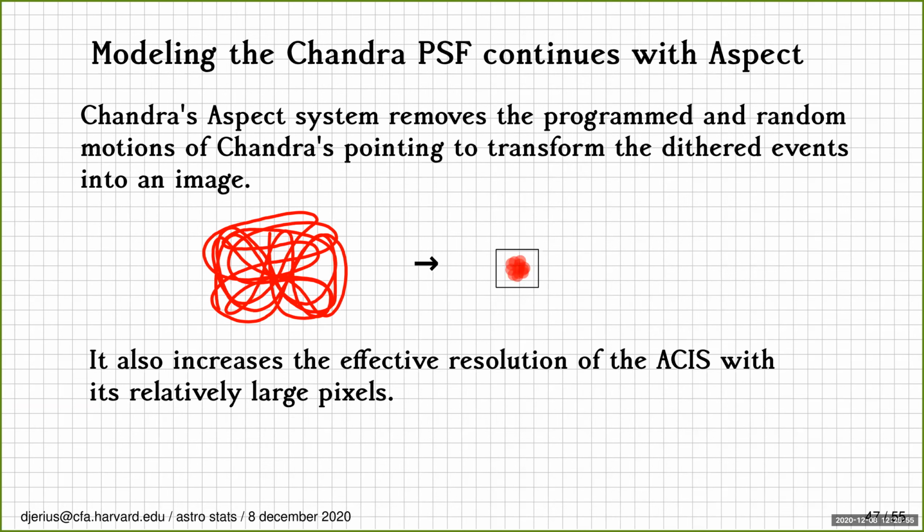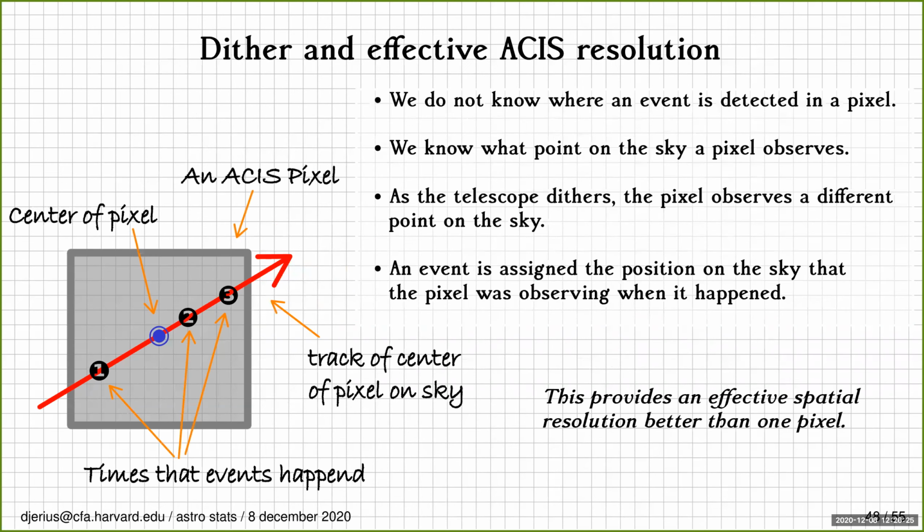Now, one of the things that we haven't really taken advantage of, I think, to its full extent, and it's a little more complicated, is that we have to model the aspect system on the telescope, and that is the part of the telescope, again, which corrects the positions of events for how the telescope moves around the sky. And so, again, it takes this thing that looks like a ball of string, it turns it into a nice, small, compact dot. But it also has another effect which we can use to our advantage if we can figure out how to do it.